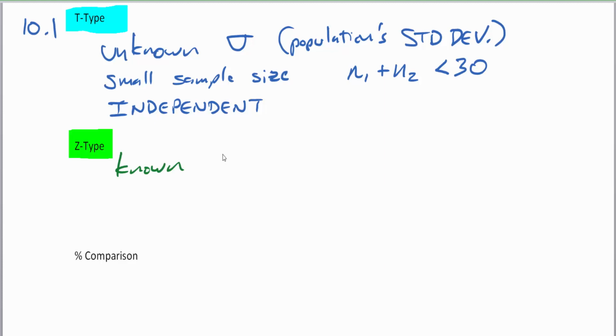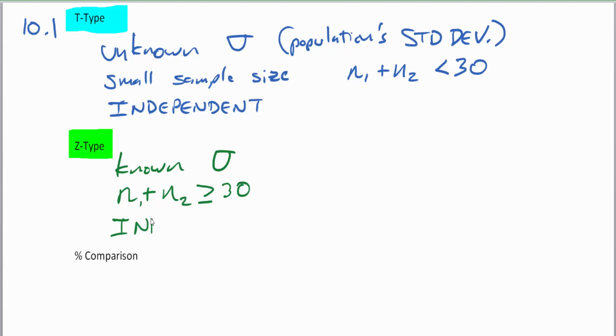Sorry, not known average, a known standard deviation. And this is from the population right there. And it will literally say in the problem, this is the population standard deviation. I mean, just to kind of wave a red flag. Another indicator is that your sample size will be greater than or equal to 30. So if your first group and your second group add up to a number that's 30 or more, then more than likely you are going to be in this z-type problem.